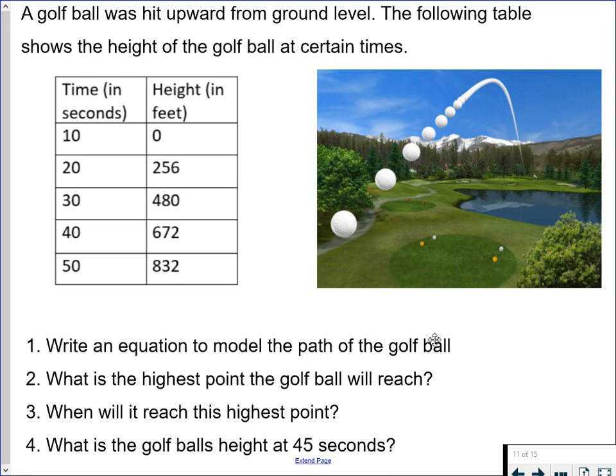Oh, man. But anyways, a golf ball was hit upward from the ground level. And we have our table here, okay? So go ahead and figure out our equation, and then answer the three questions that go along with that equation. Okay? Go ahead and do that really quickly.